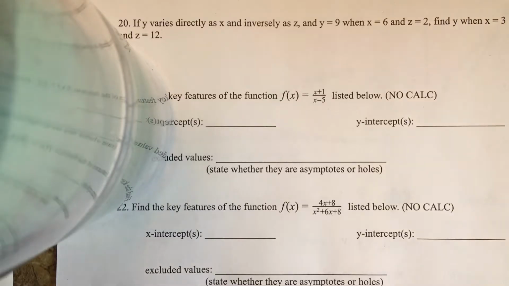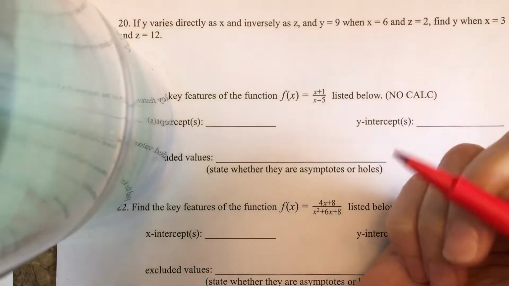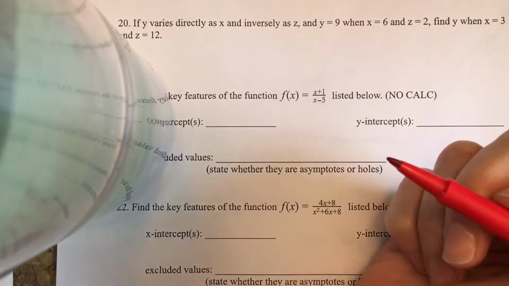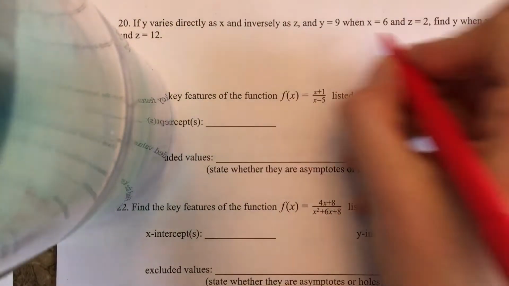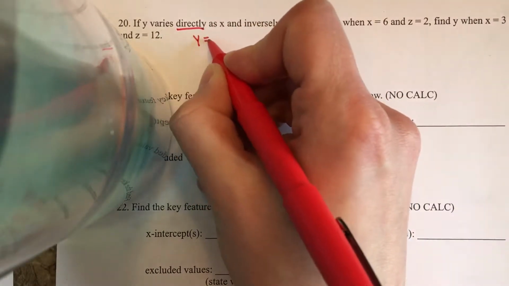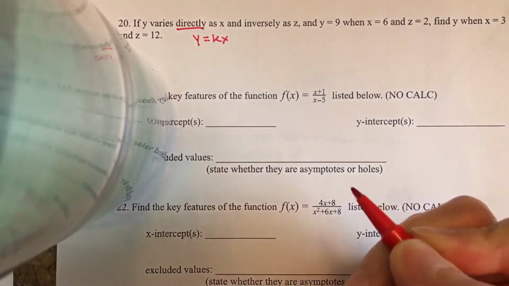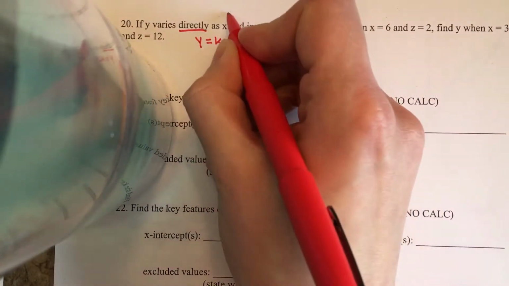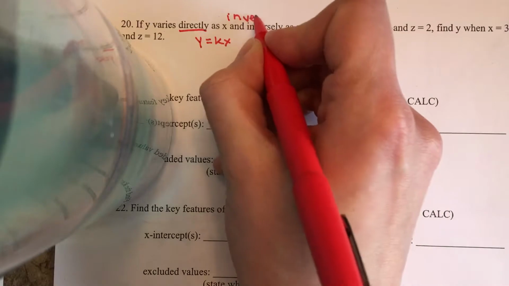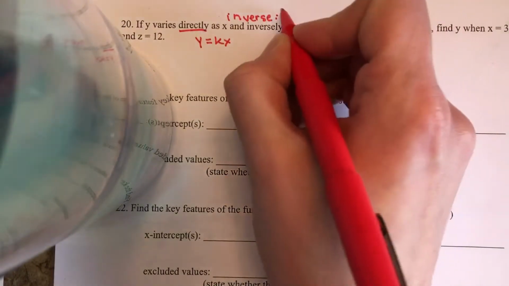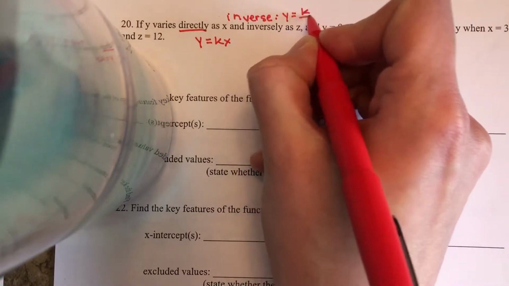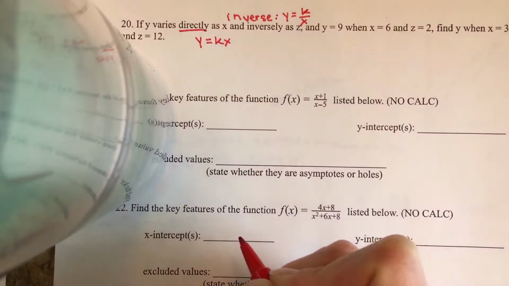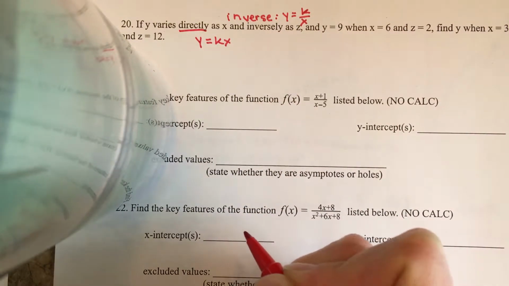We're going to take a look at a variation problem. Remember, when we're talking about variation, we either have direct variation, which is what we're going to see in problem number 20, which means we have something like y equals k times x, or we could have inverse variation, which would be something like y equals k over x. So we just have to read our problem carefully to see what type of variation we're dealing with.